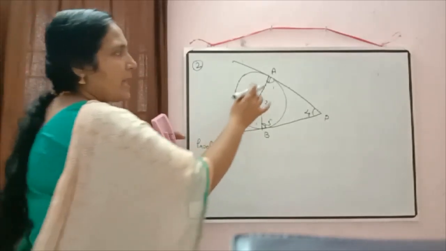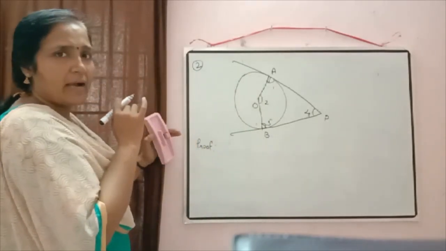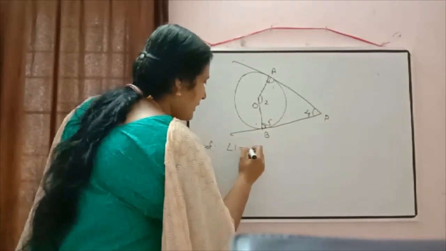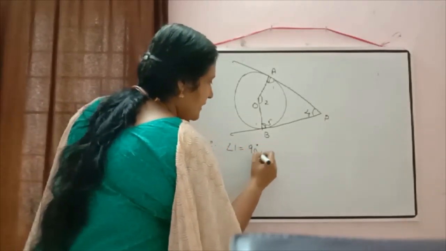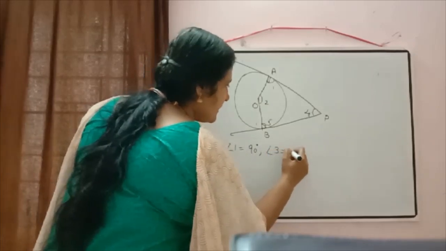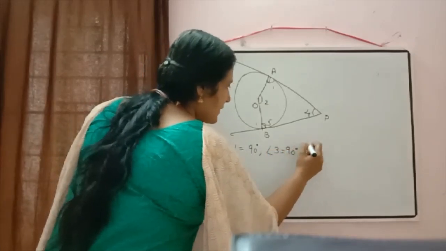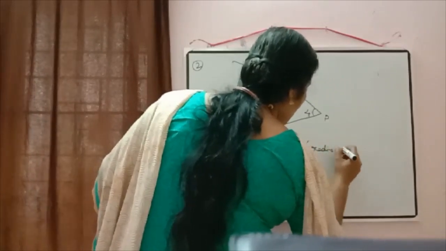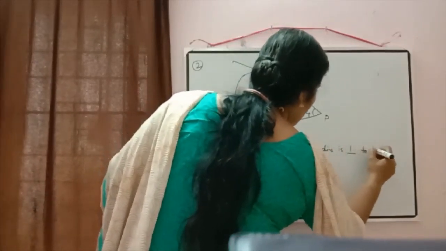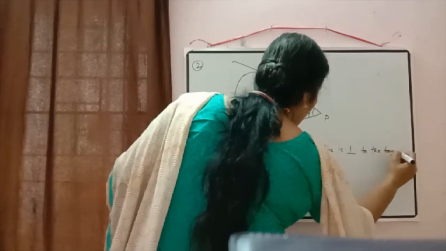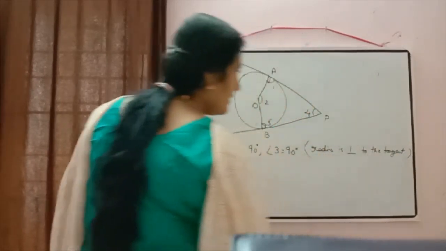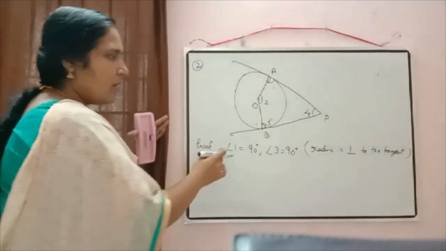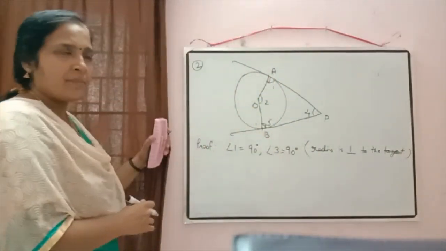So what will come? What will be the value of angle 1? Yes, 90 degrees. So we will write down here angle 1 is equal to 90 degrees. Similarly, angle 3 also is equal to 90 degrees. Here you can write down the reason: radius is perpendicular to the tangent. Always mention the reason there. So we got angle 1 and angle 3 as 90 degrees.